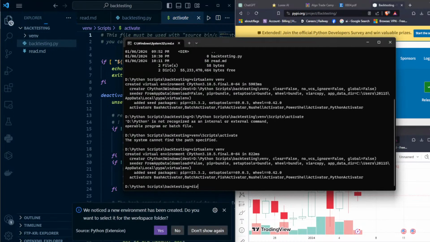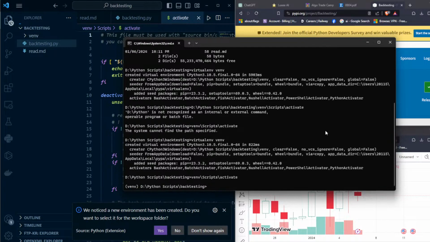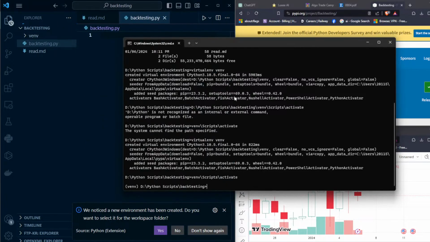Right. So I will do the same command that I did before, but it didn't work because I had my folder deleted, but now I recreated it, so now I could activate it. Okay. Now it showed up. This means that your virtual environment is ready to use. You have your virtual environment created, you have it activated. Now you can install everything you're going to use for your backtesting.